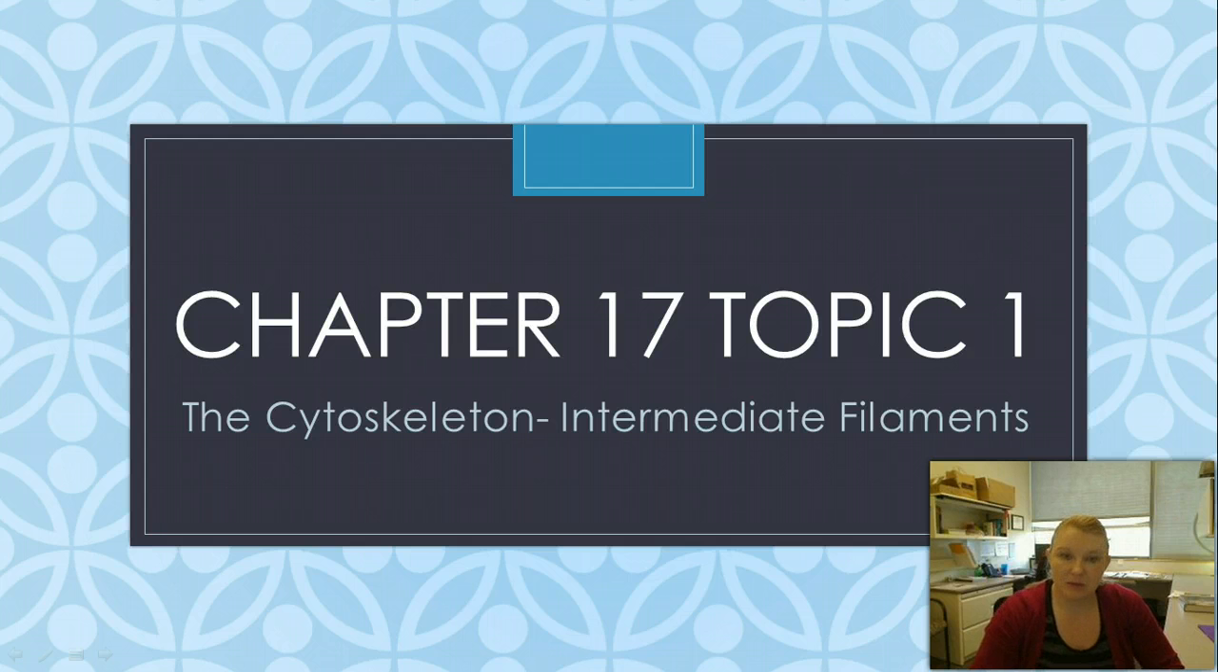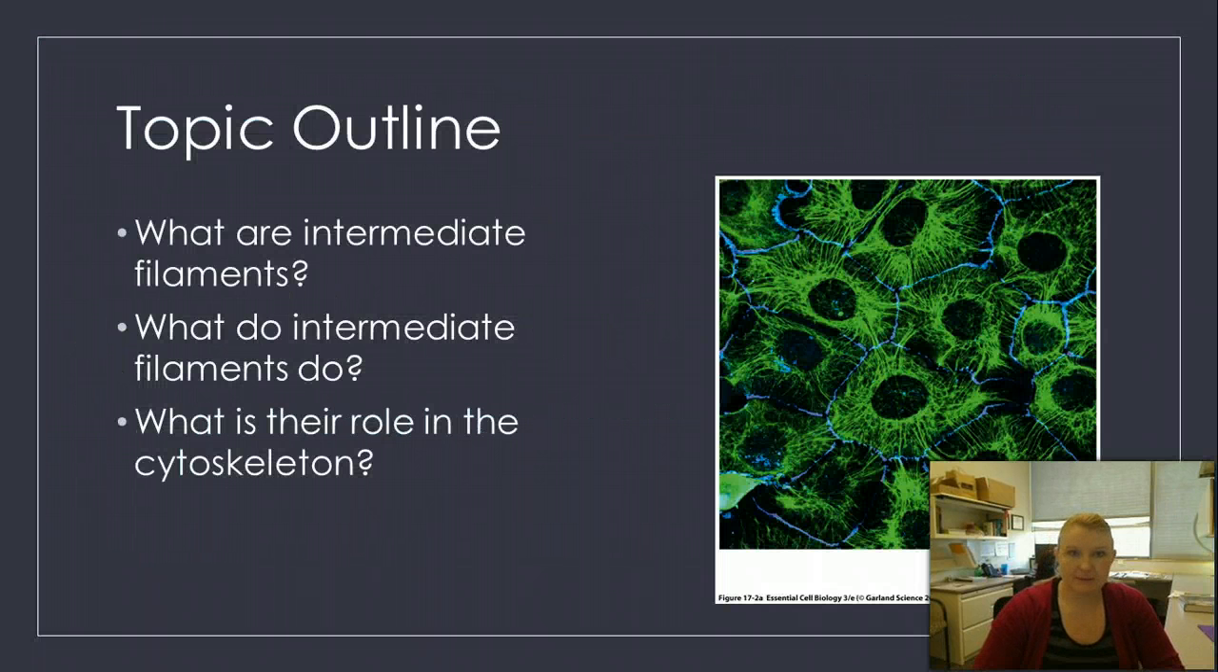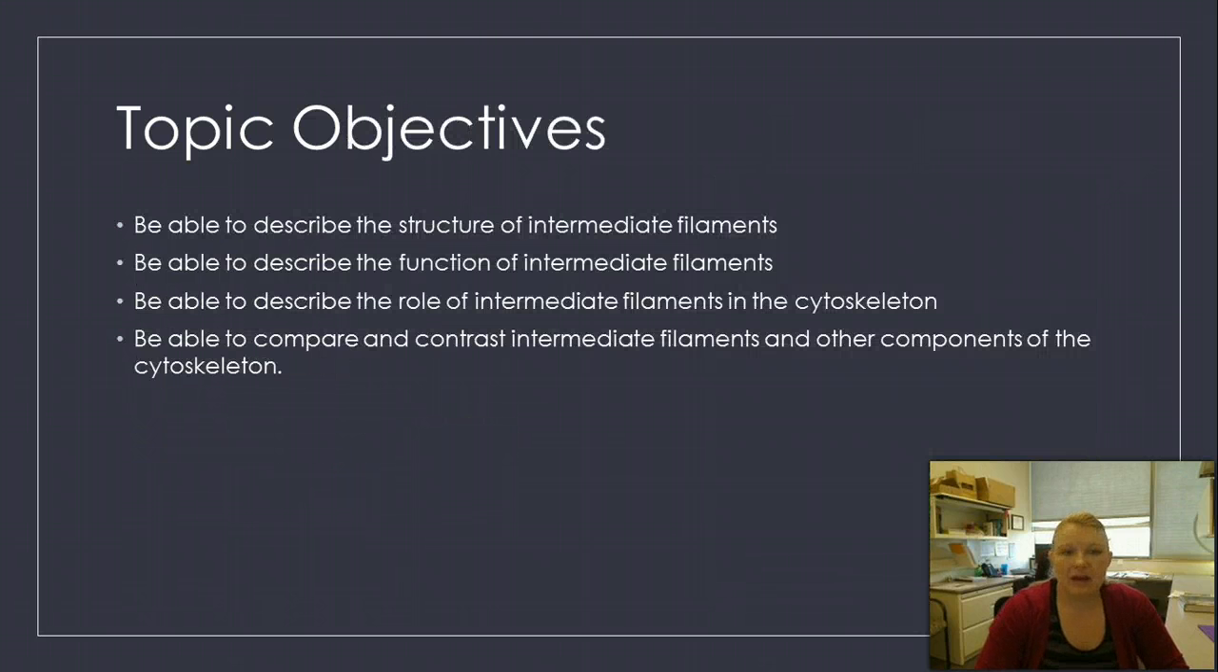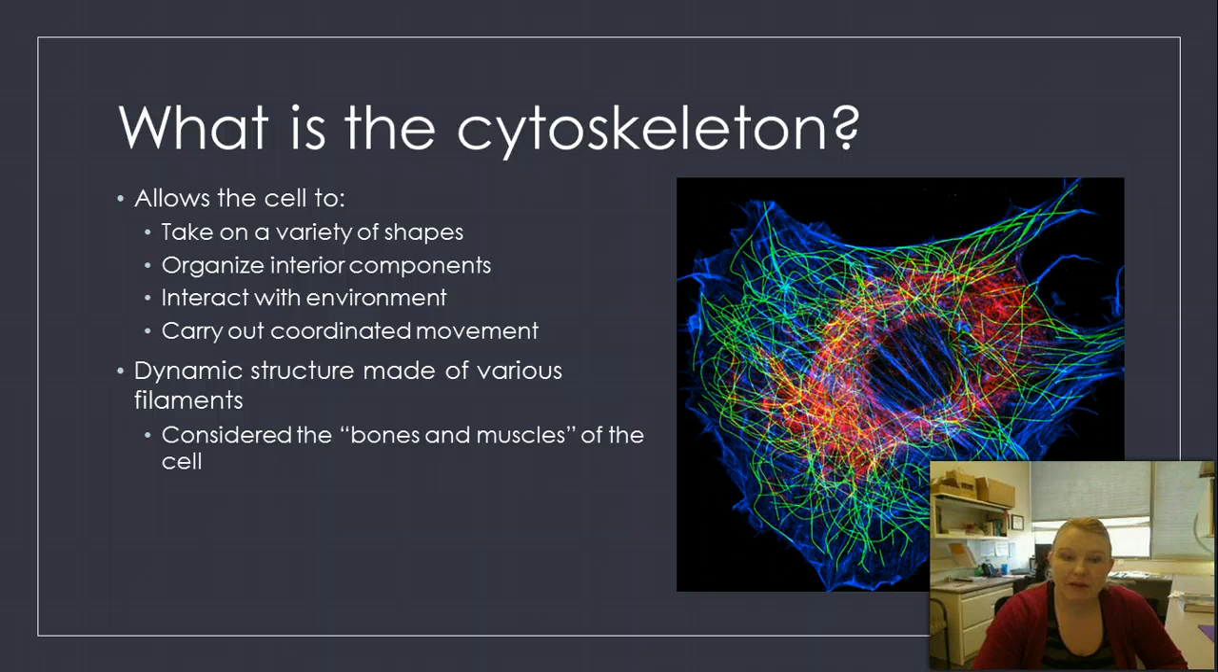And as I said, in Topic 1, we're going to focus on the intermediate filaments. So our outline is, what are intermediate filaments? What do they do, and what's their role in the cytoskeleton? It's a very brief topic. As always, here's our objectives. If you have any questions about these, please let me know so we can go over them some more in class. But before we dive into what are intermediate filaments, let's talk about what is the cytoskeleton.